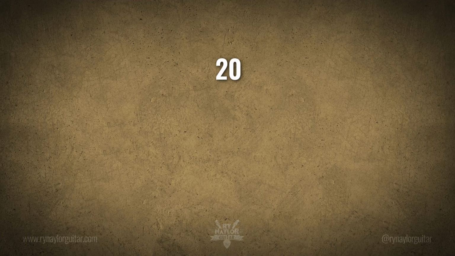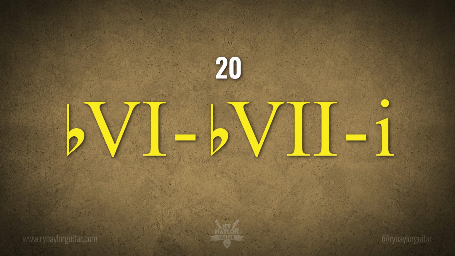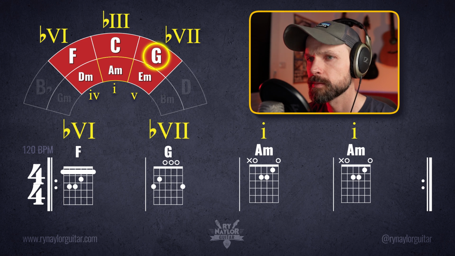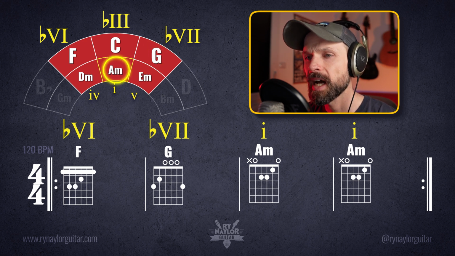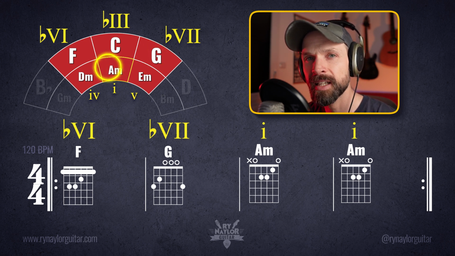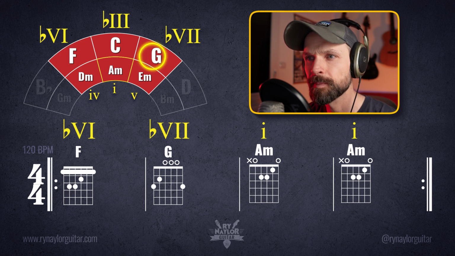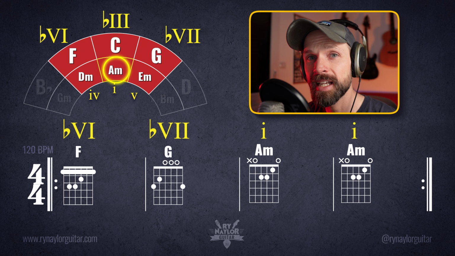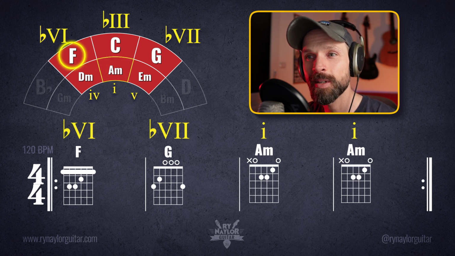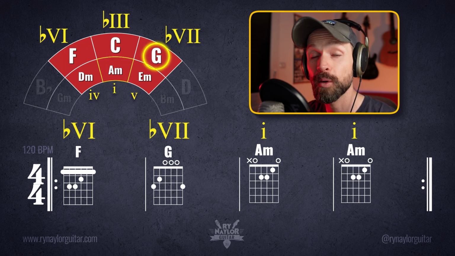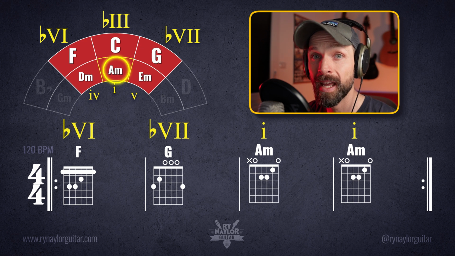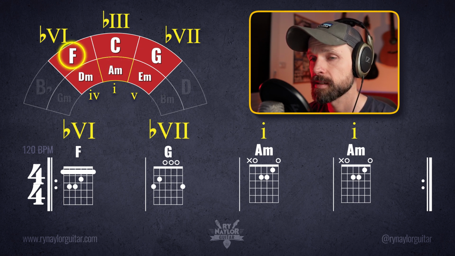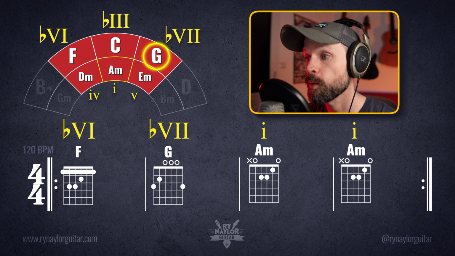This is another classic one, 6-7-1. So we're walking up to the 1 chord. I hear this and I think of Stevie Nicks' Edge of Seventeen, which is in the key of E minor. I also heard Anastacia's Left Outside Alone. It's in the chorus of that song. It's also in the chorus of Running Up That Hill by Kate Bush. 6-7-1.